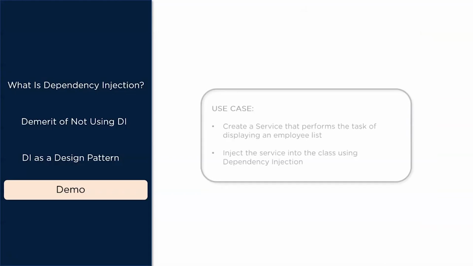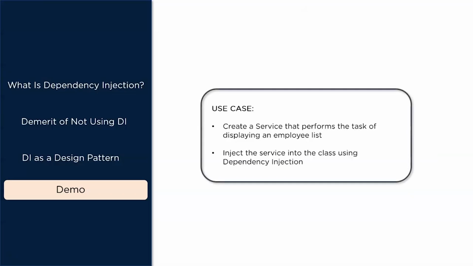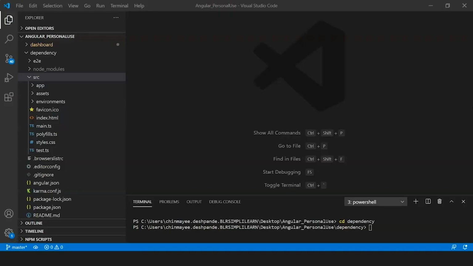With the same thought, I'll be creating a service that performs the task of displaying an employee list. Later, we're going to inject this service into the class using dependency injection. So let's head to our Visual Studio Code for the demonstration. Alright, so as discussed, I'll have to first create a component that displays a button for the employee, and then I have to create a service class and inject it into my component. Now this service holds the employee details such as name, employee ID, email ID, etc. So first, let's go ahead and create a component.